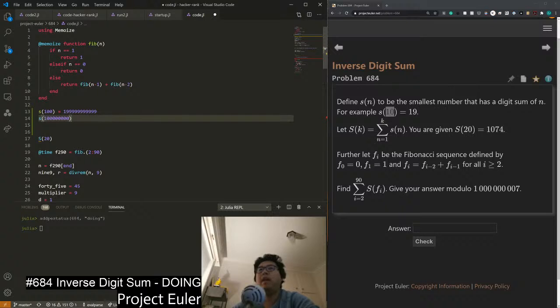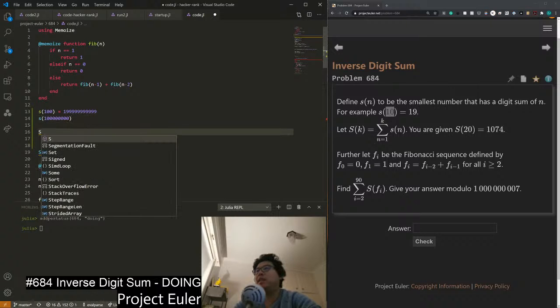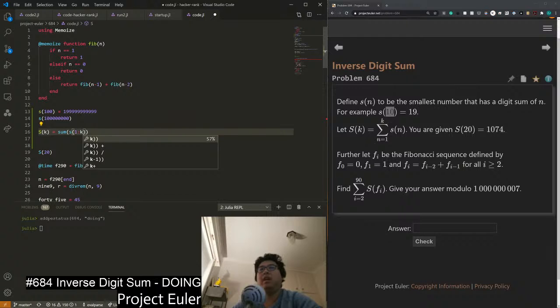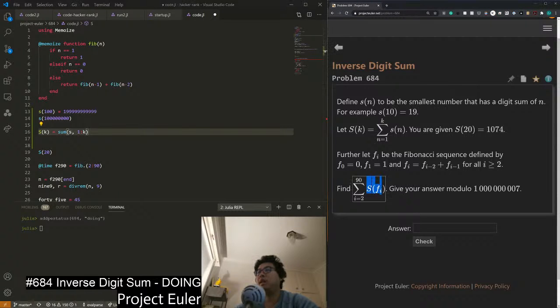Not only that, capital S of K is the sum of S from 1 to K. In Euler syntax this would be written like this. If K is large, this will be humongous. And not only that, they said why don't you do the sum of the capital S for the first 89 Fibonacci numbers.